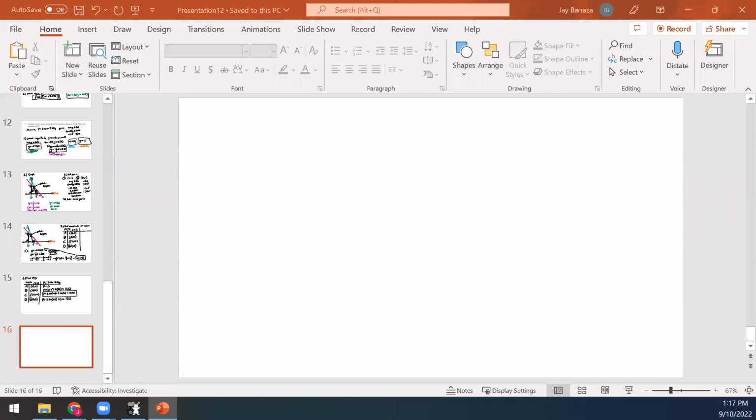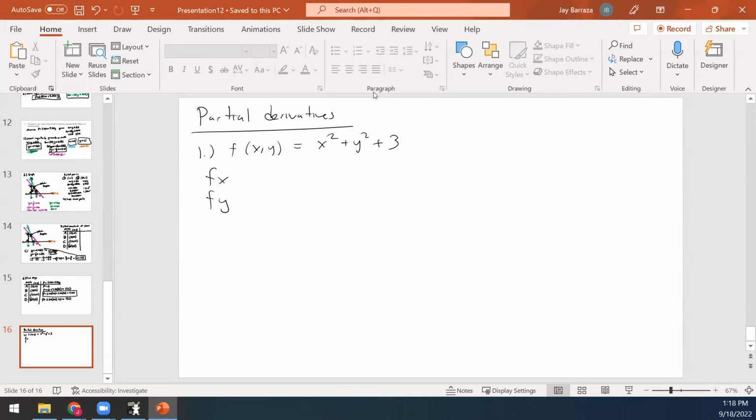So now we're going to practice partial derivatives. I'll try to do as many as I can. So we'll do just a couple, maybe let's do 10. Just practice 10 of them. So first one, f of x comma y equals x squared plus y squared plus 3. So let's start off with a simple one. So fx and fy, okay? So let's just start with the simplest.